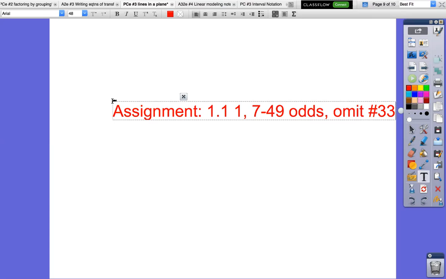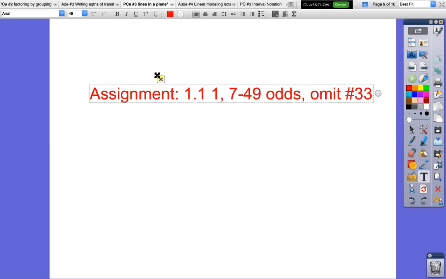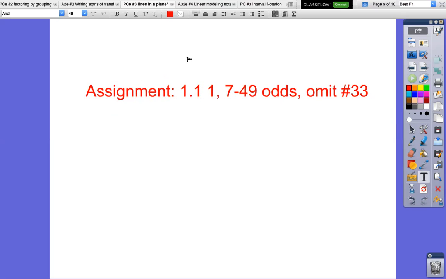Tomorrow we'll start by going over some of this stuff. And then we're going to finish 1.1 talking about parallel, perpendicular lines, so on and so forth. That's your assignment. You might want to write it down real quick.